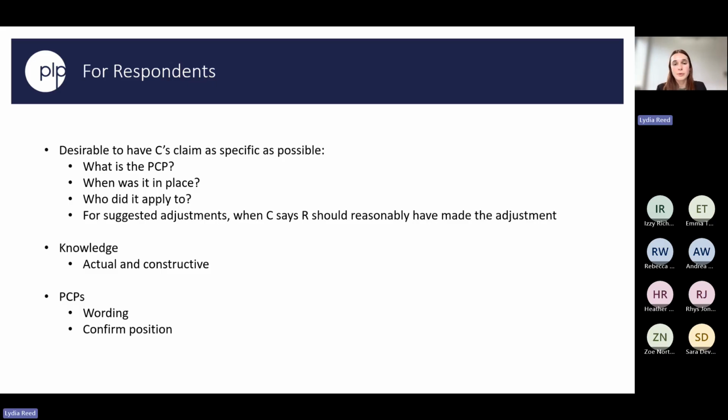I'm sure we've all been there where the PCP wording is not quite clear and doesn't neatly fit with the rest of the claim. It's, for a respondent, possible to use this to your advantage. If you have a go in your grounds of resistance at trying to put together what the claimant's getting at, then that might enable you to succeed when the claim then comes to fruition.